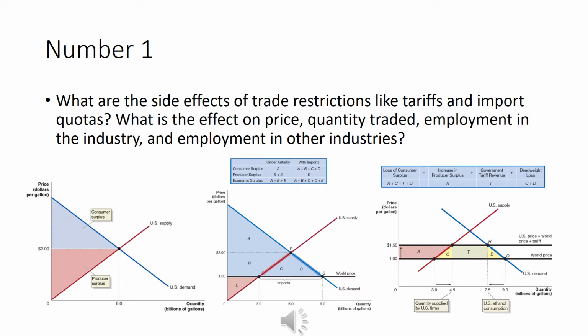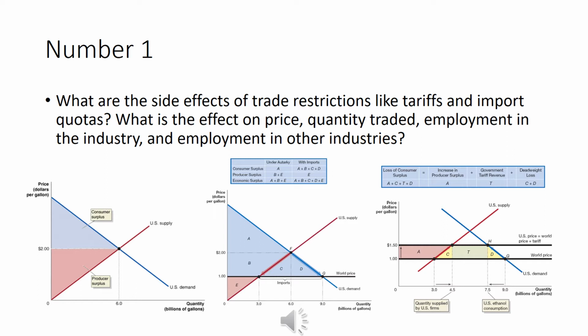So first, let's start with question number one, which is the most difficult question on the study guide, and it's going to be the most difficult question on the exam. This is probably the most involved question. There's a lot of stuff going on here. So, what are the side effects of trade restrictions like tariffs and import quotas? Specifically, what are the effect on price, the quantity traded, employment in that industry, and employment on other industries?